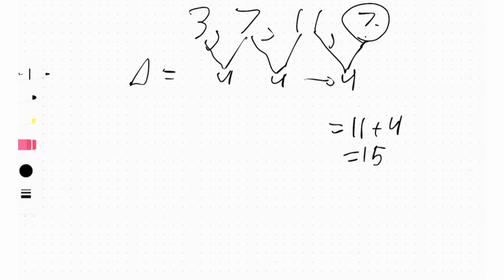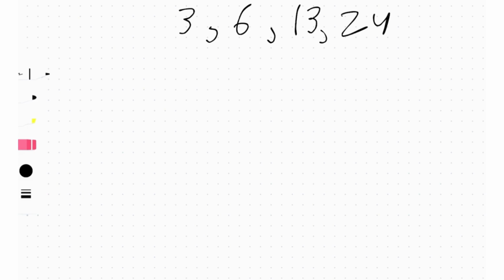Now, this might have seemed like a silly example since this is pretty easy to see anyway, since we're just adding 4 each time. But let's say we take a slightly more complex series. Let's say we have something like this, 3, 6, 13, and then 24. Again, we're going to take our first difference series, which we find to be 3, 7, and then 11.